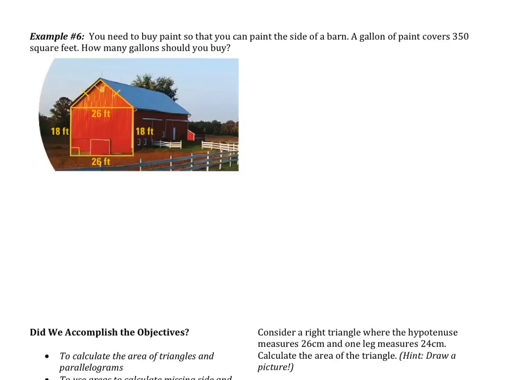Okay, so example 6 we're going to do together. It says you need to buy paint so that you can paint the side of a barn. A gallon of paint covers 350 square feet. How many gallons should you buy? So, looking at the figure, we see we have this side of a barn. It has a rectangle and it has a triangle. We want to know how much paint we need to buy. Well, the gallons of paint are sold by 350 square feet, so they're sold by area. So really we need to know the area of this barn. So I'm going to have to find the area of that rectangle, and I'm going to have to find the area of that triangle. And that'll give me the total area.